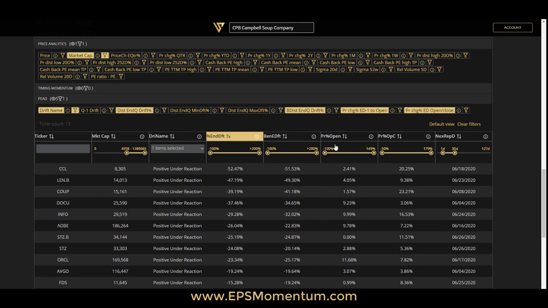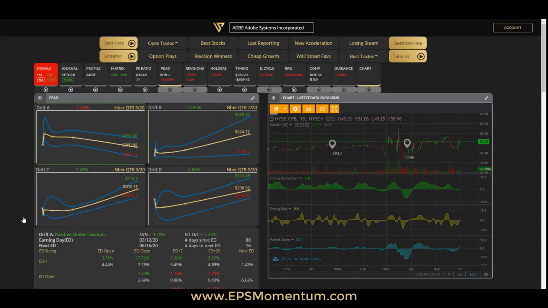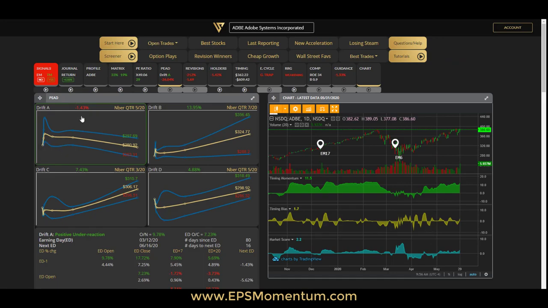This is the price of the day of earning of the overnight to the open, and this is the open to close. Right, and this is the next reporting date. So there are filters here, so you can quickly identify where you are. So if I click on Adobe, I can see that I'm in drift A. Of the drift A, 5 out of 20 are negative ones, which is interesting. But then I have good drift on B. So that's an interesting reaction over 7 quarters.